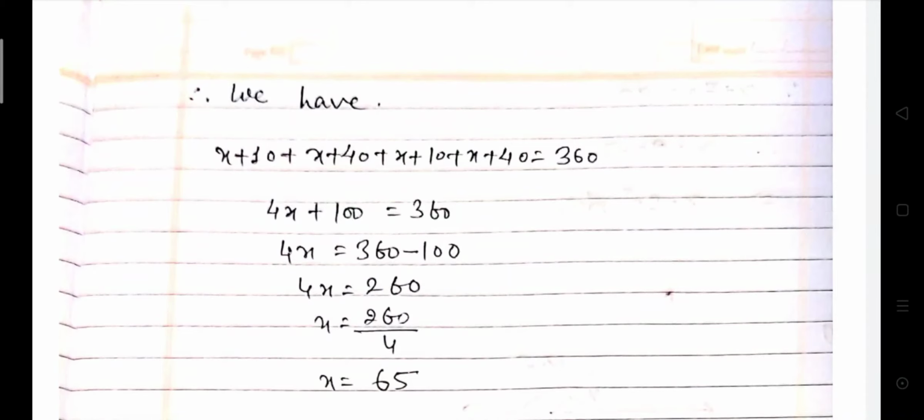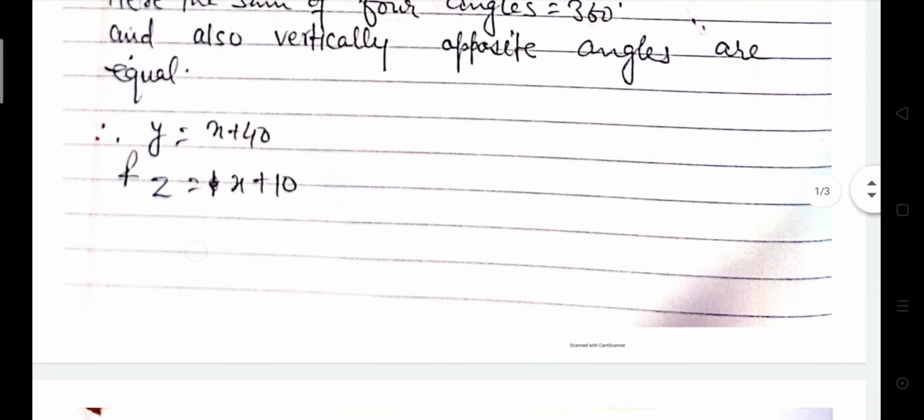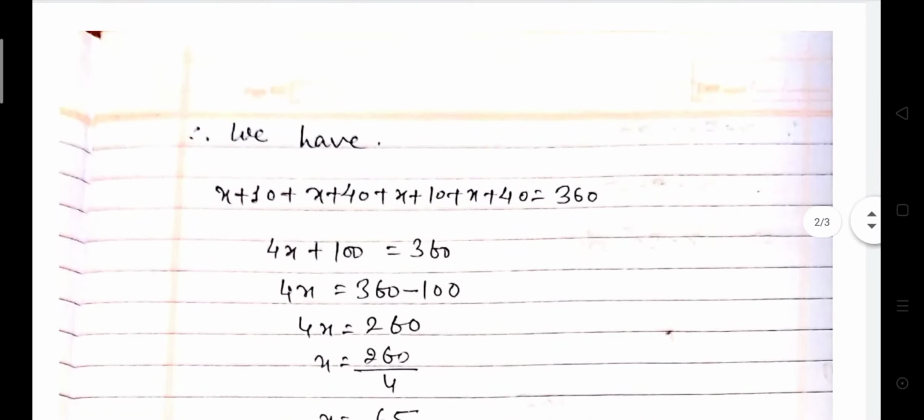Therefore we have the sum of all angles. The first angle is x plus 10, the second angle is x plus 40, and the third angle is z. As I write here, the value of z is equal to x plus 10, so we can write x plus 10 plus x plus 40, and this is equal to 360. The sum of all angles about the point is 360 degrees.